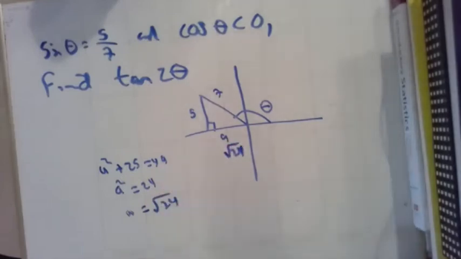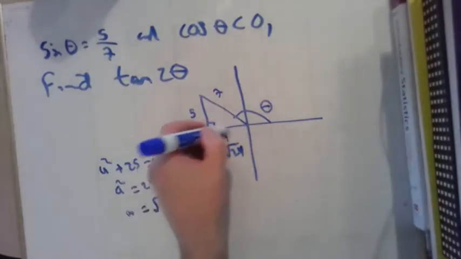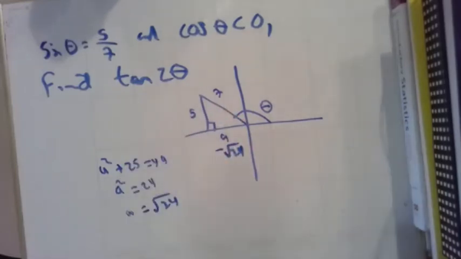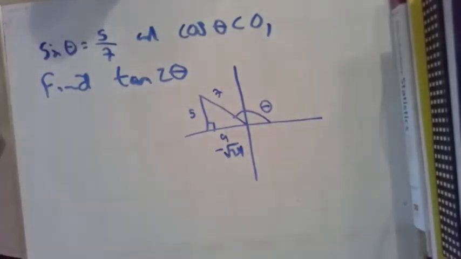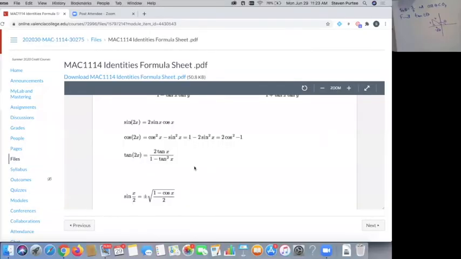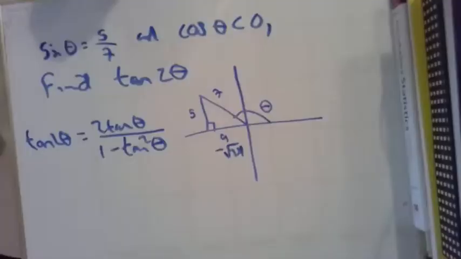Okay, now we've got to put in the pluses and minuses ourselves. We're in quadrant 2. This is a negative x value. Tangent of 2 theta. We've got to go to our formula sheet. Here's the formula for tangent of 2 theta. I'm going to write that down. That uses x's. I'm going to use thetas instead. So here's our formula.